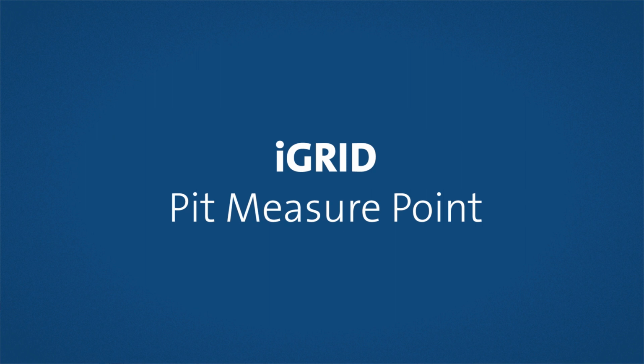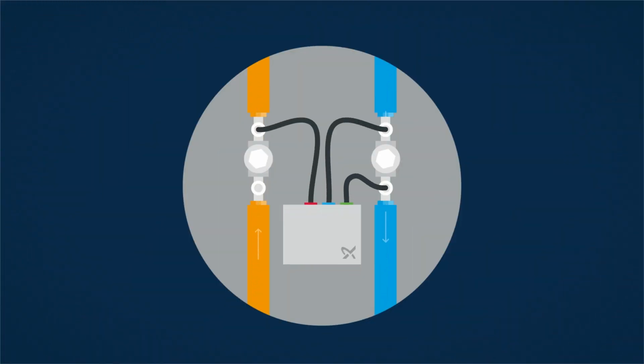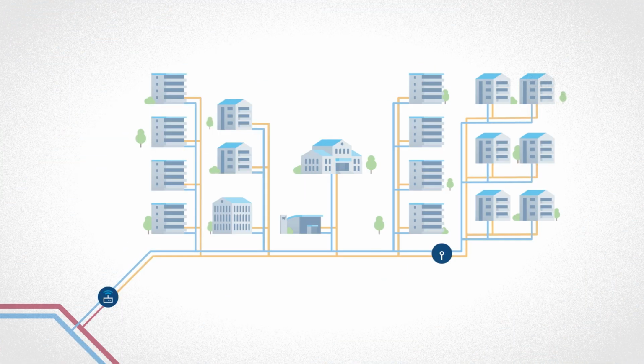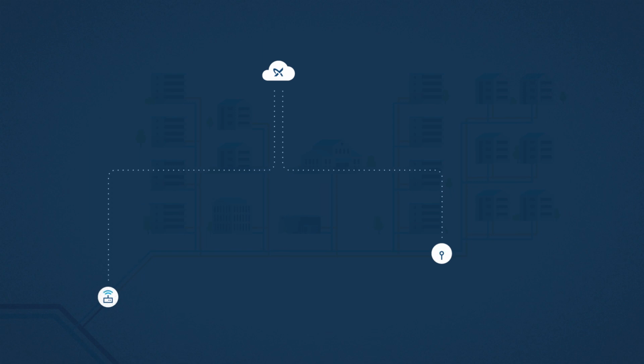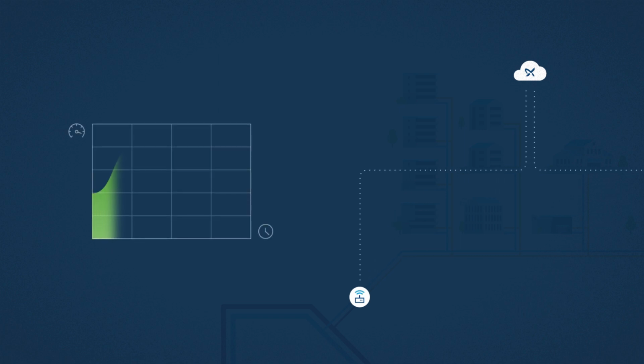The iGRID pit measure points are placed in important areas of your zone and act as your eyes in the heat grid. Pressure and temperatures are monitored in the supply and return line, and a thermal electric generator utilizes the temperature difference to create sufficient energy for sending data via GSM. This means there is no need to connect to the electricity grid and no need for batteries that will eventually have to be replaced. The data is returned every minute to the iGRID temperature optimizer and the SCADA system, and is then used to adjust the pump speed and thereby optimize the heat distribution according to the real-time demand.